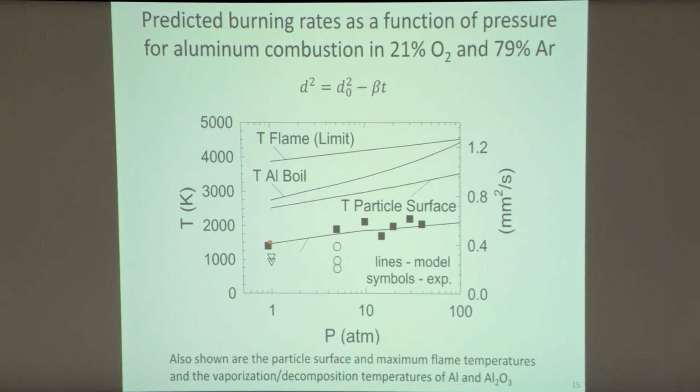And that's probably due to the fact that I'm building up this oxide on the surface, and it's changing the characteristic, the ability to vaporize, and changing the system from a vapor phase reaction to more of a heterogeneous reaction.